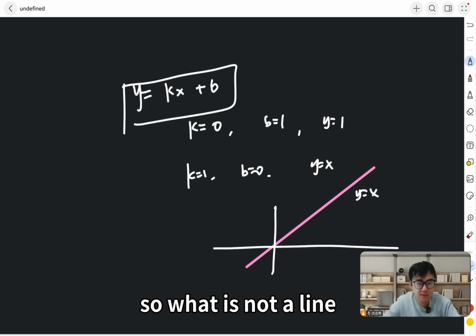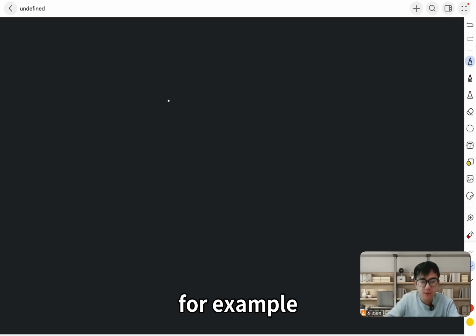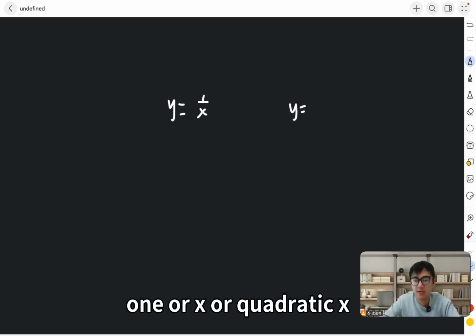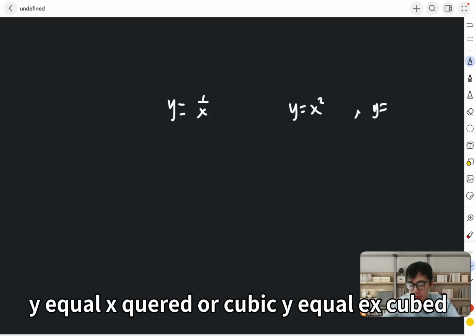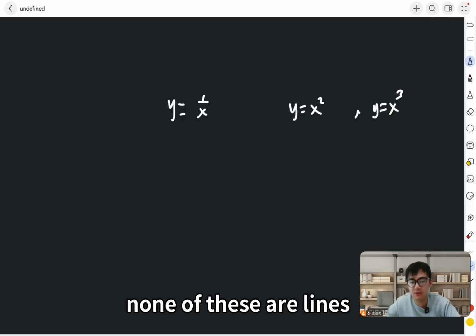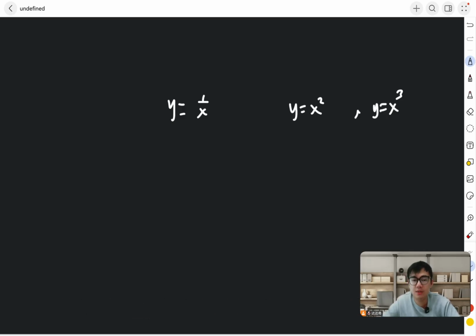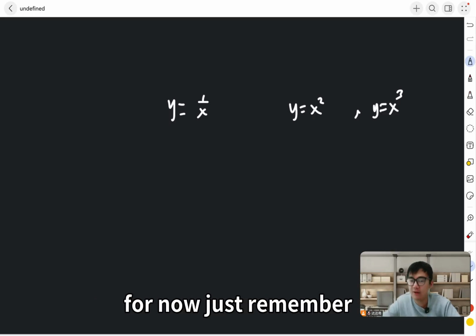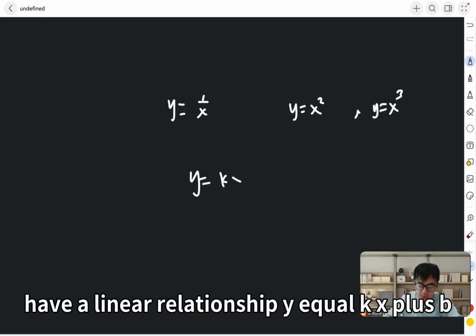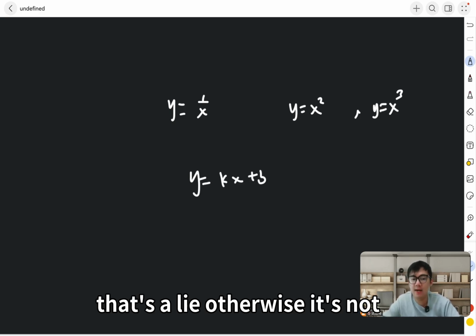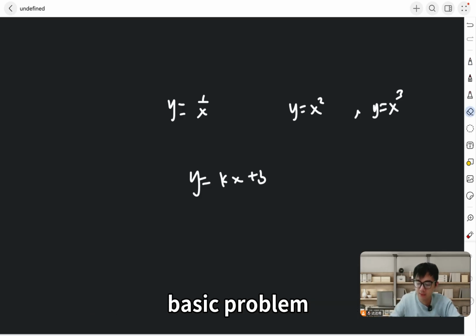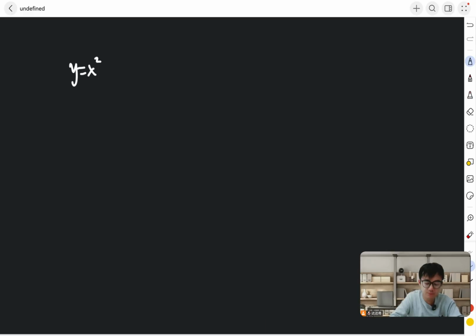So what is not a line? For example, a reciprocal function y equals 1 over x, or a quadratic y equals x squared, or a cubic y equals x cubed, or any combinations of these. None of these are lines. Their graphs look quite different, and we will study them independently later. For now, just remember, if y and x have a linear relationship, y equals kx plus b, that's a line. Otherwise, it's not.